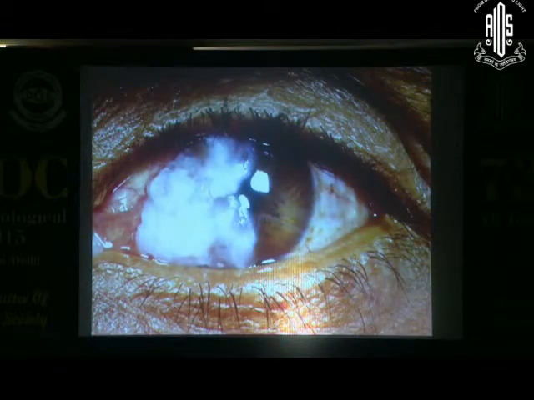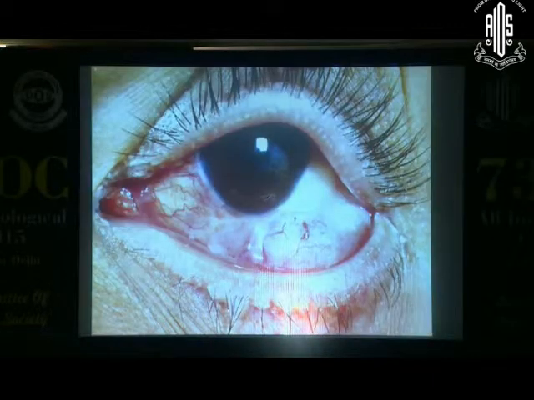Now, this is another case where it has extended over the entire corneal surface. Yet another case. Now, you don't find much keratin on the surface of this lesion, but it has this nodular appearance. Any diagnosis? Clinically, can you actually say, oh well, this can be this type of conjunctival SCC?